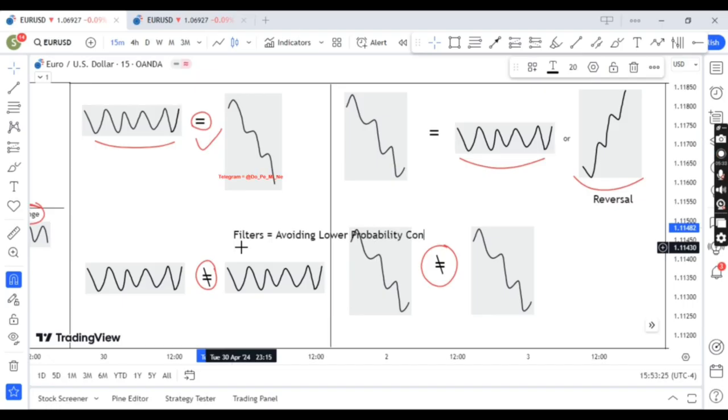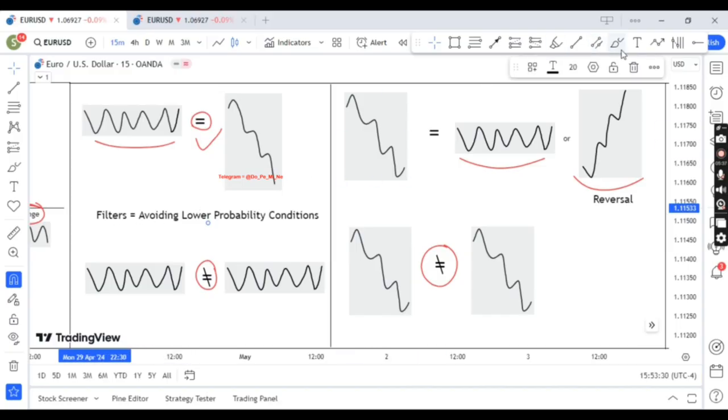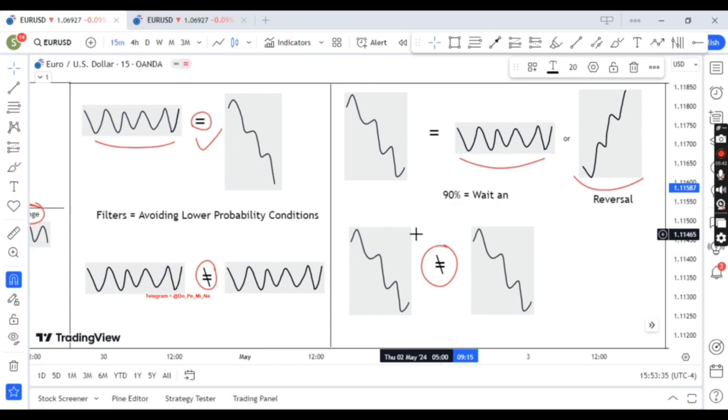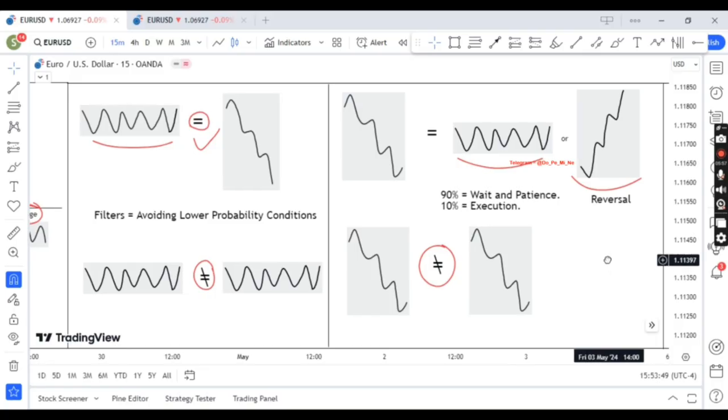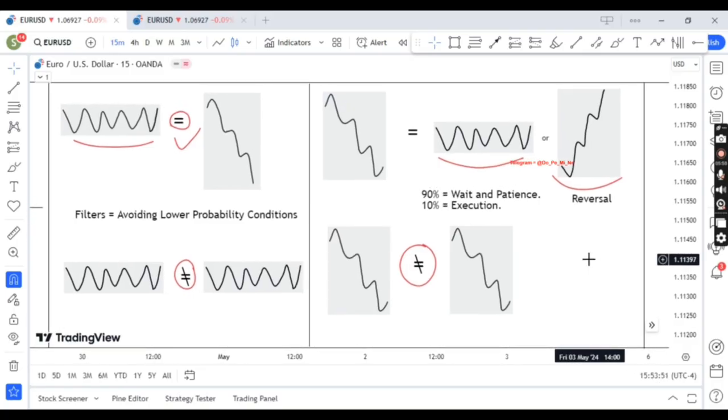Now most of you know that 90% of the time trading is all about patience and waiting for the right setup, and then the rest is executing your trade, which means that most of the time you're going to wait for your setup to form at the specific time of the day or at a specific market profile, and then you're going to execute your trade. So if you did not know about market profiles and did not use it in your trading, then you wouldn't have a filter which could make you avoid lower probability conditions, right?